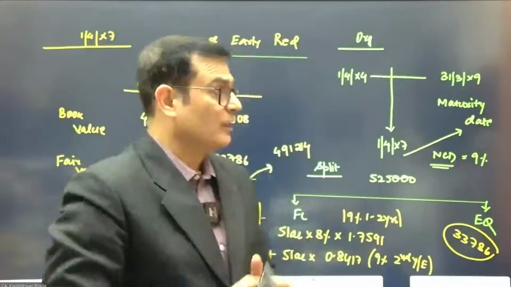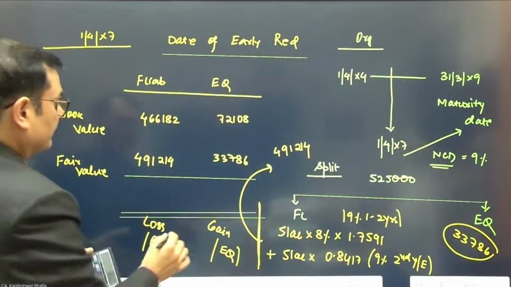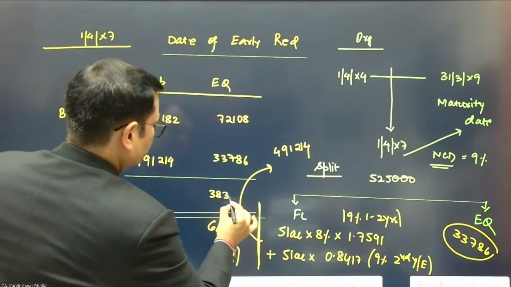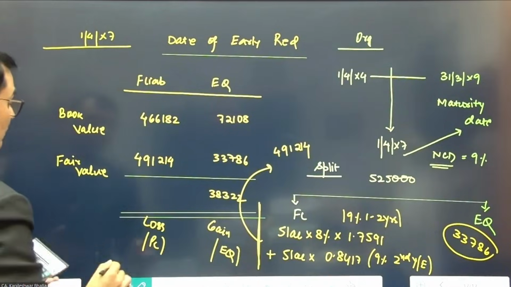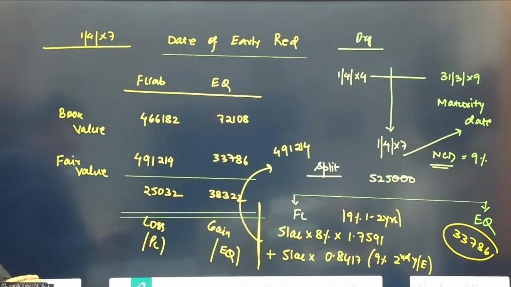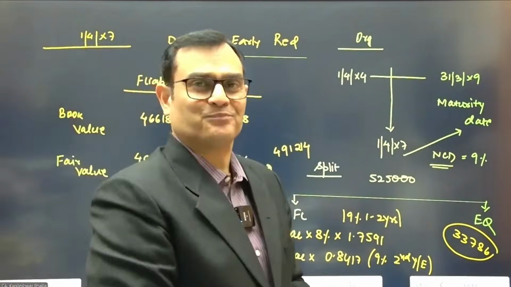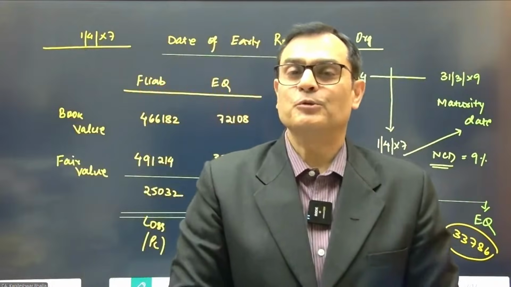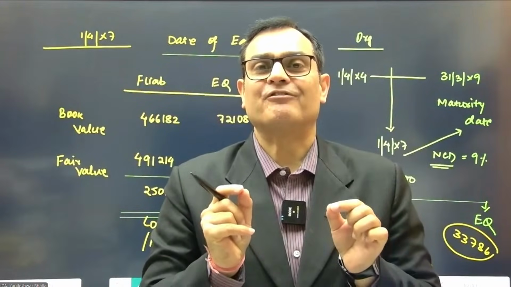Let's see what is the gain loss. So this I think works out at 38,322 and this is 466,182 minus 491,214. This is 25,032. Wow. So this, I think, takes care of the special issue number 2 as well. The special issue number 2, which is a case of early redemption of a CFI.